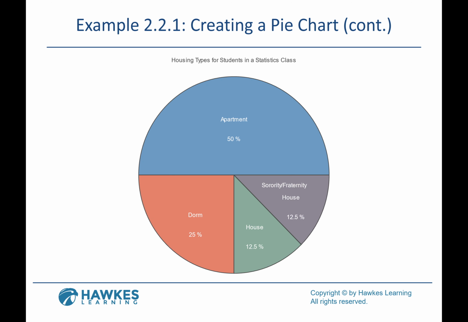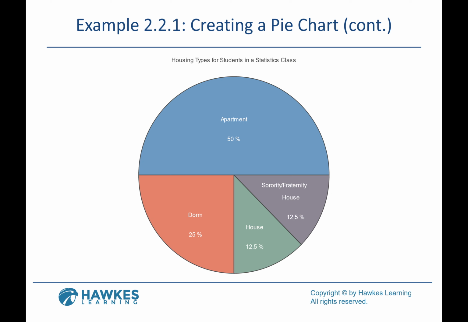But the idea is that if you've got the letters and the writing big enough for you to be able to read it, then you should be able to look at this and in maybe less than 2 seconds, what should stand out to you about this pie chart if you're wanting to know about what types of housing students live in? Yeah, most are in apartments.